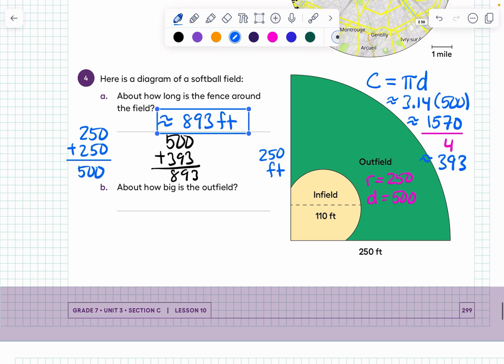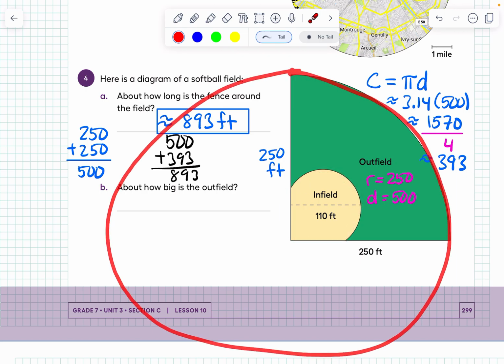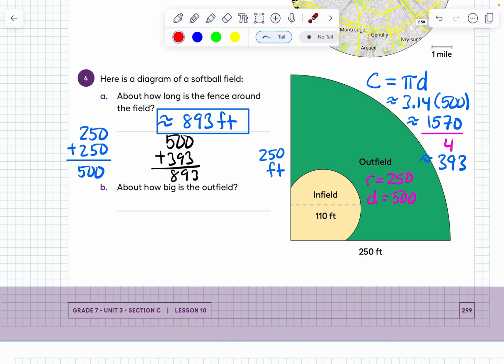All right, and then on B, it says about how big is the outfield, okay? About how big is the outfield. So this is now talking about an area problem because we have the infield, which is not a perfect circle, but we're going to treat it as a perfect circle. And then we're going to have the outside circle. You know what I'm saying? So let's find the area of the outside of the outfield, and we're going to divide that by 4. And then we have the area of the infield. All right, let's start with the outfield.